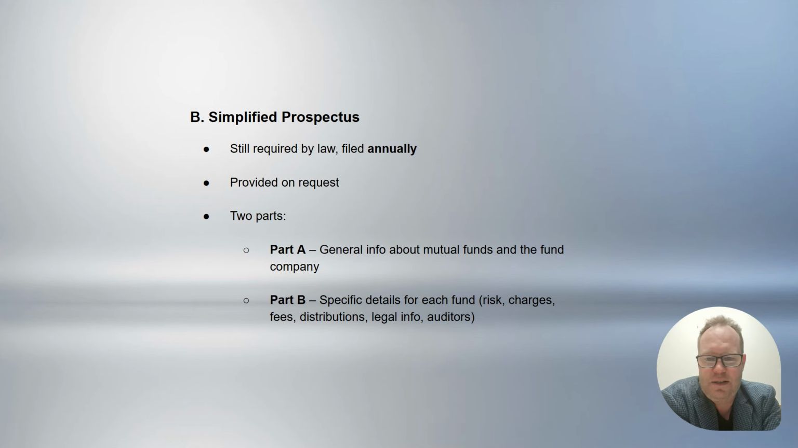The next type of disclosure document would be a simplified prospectus. This is required by law to be produced and filed annually, so a new one would be created every single year. It's only provided to a purchaser or to the public on request. It is a much, much more detailed description of the mutual fund. It would have two parts, part A and B. Part A would again be the general info about the mutual fund and the fund company, and part B would be the specific details for each fund: the risk, the charges, the fees, the distributions, legal info, auditors.